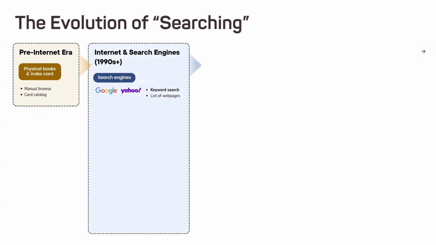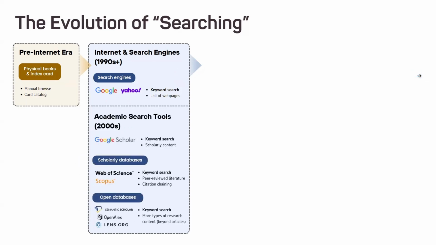And later in the 1990s, we had the internet, and then we had search engines. Very typical ones we're still using include Google and also Yahoo, okay? These search engines are basically using keyword searching, okay? By doing a quick search, we will have a list of web pages as the results, a list of links. This is a very typical search engine result.